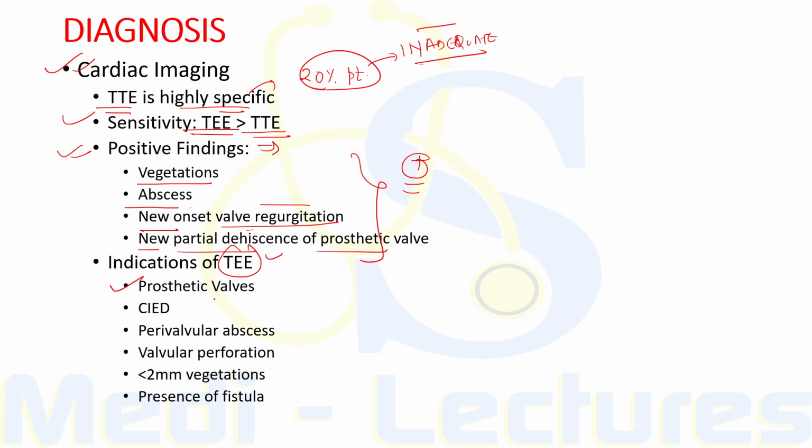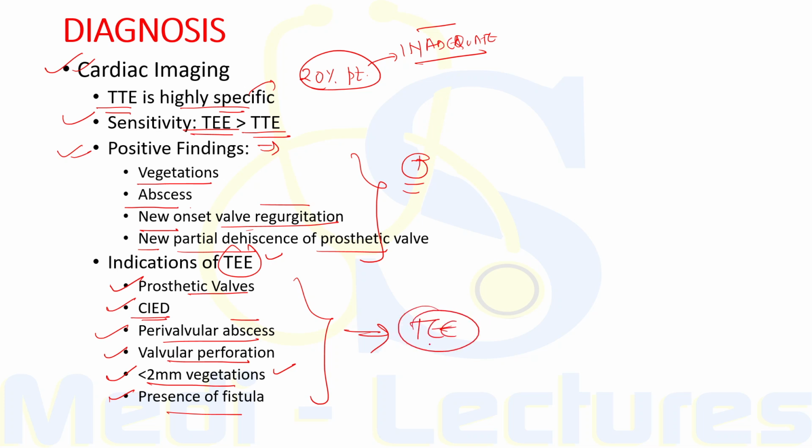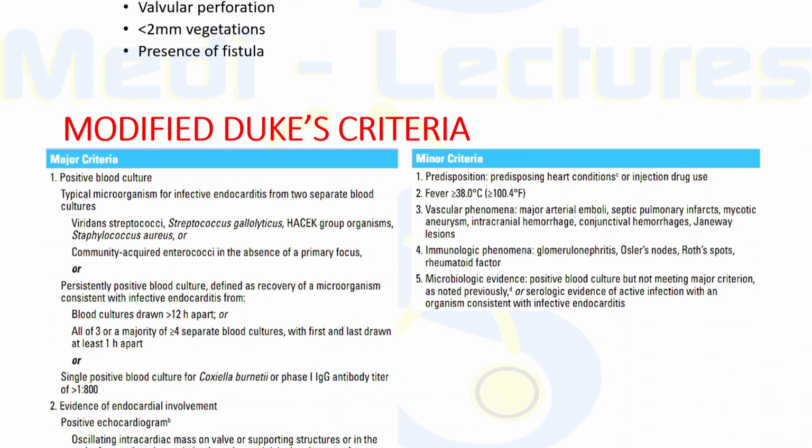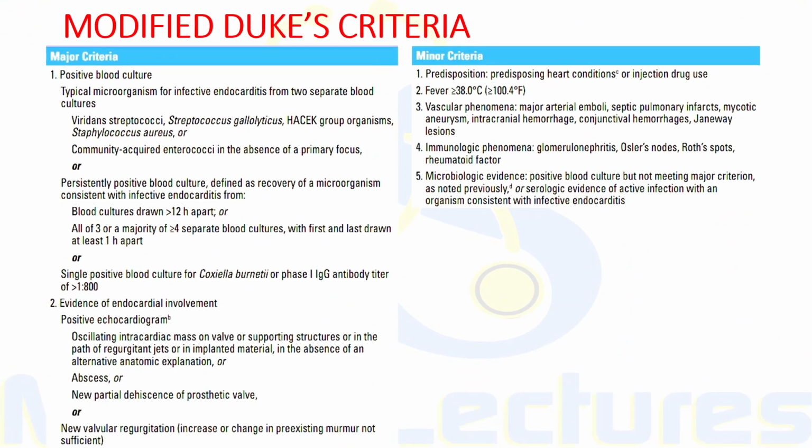If the patient is already known to have prosthetic valves or any cardiac electronic device, presence of perivalvular abscess, valvular perforation is suspected, if vegetation size is less than 2 mm on transthoracic echo, or presence of fistula, we definitely follow transthoracic echo with transesophageal echo. So these are the specific indications for transesophageal echocardiography. Now after we have some background of blood culture testing and cardiac imaging, let's discuss the detailed modified Duke's criteria.